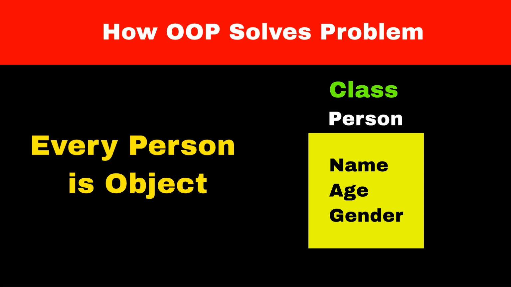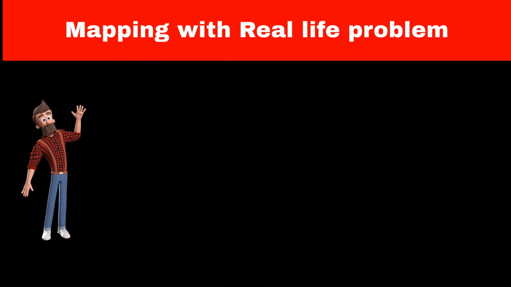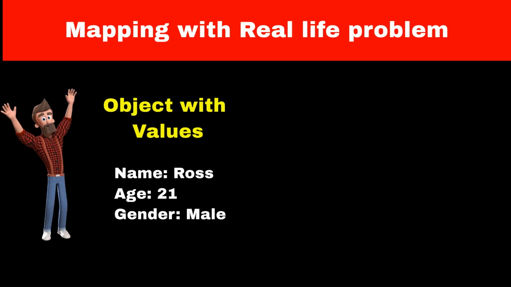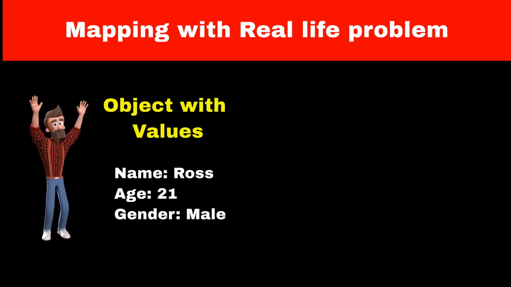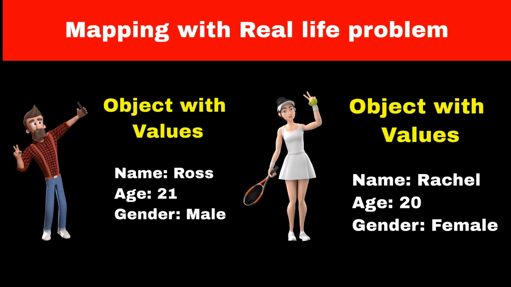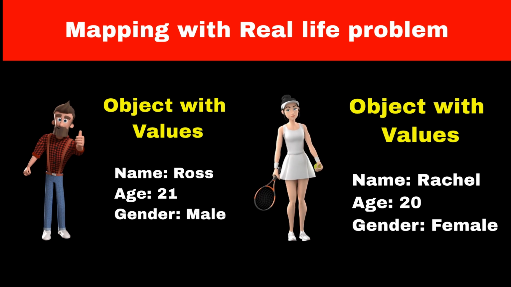Now consider we want to store data of a person named Ross. Ross is a 21-year-old male. So we will create an object of the person class which will have properties like name is equal to Ross, age is equal to 21 and gender is equal to male. Similarly, if we want to add data of Rachel, then we will create another object of the person class which will have properties of Rachel. Once an object is created, we can save it in any database.